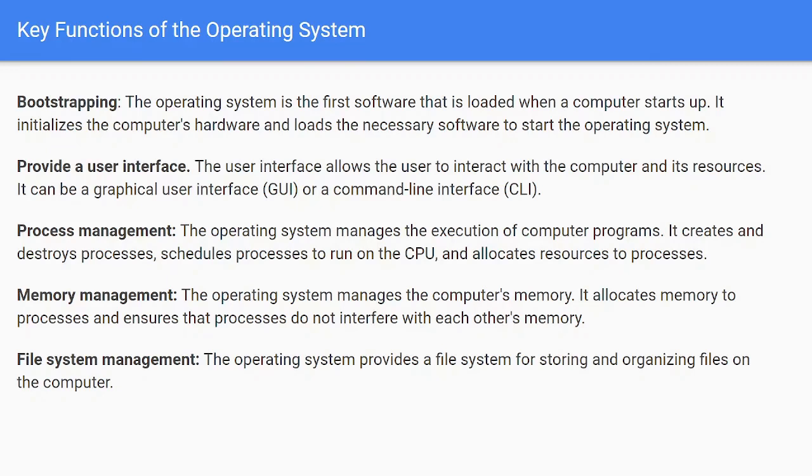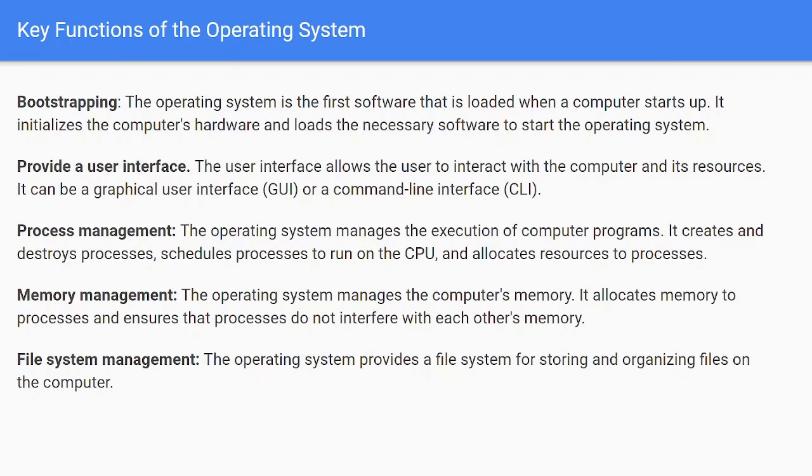So we have process management. The operating system manages the execution of computer programs. It creates and destroys processes, schedules processes to run on the CPU, and allocates resources to processes. Basically, when you open an application, maybe you open a Word document, a process is created for that Word document. So process management is a function in the operating system that allows it to manage which process is to be run, scheduling runtime on the CPU for these processes.